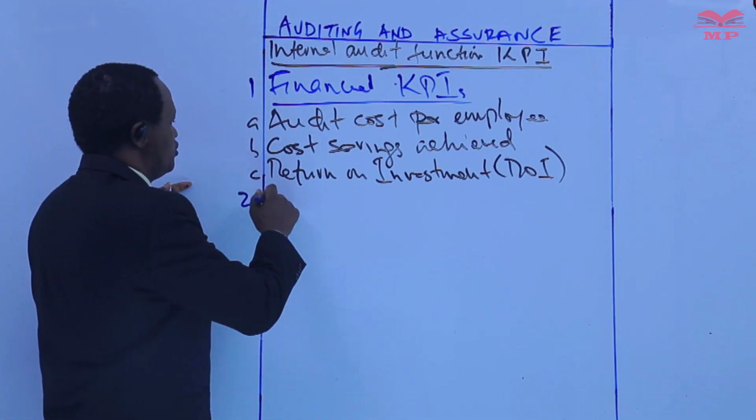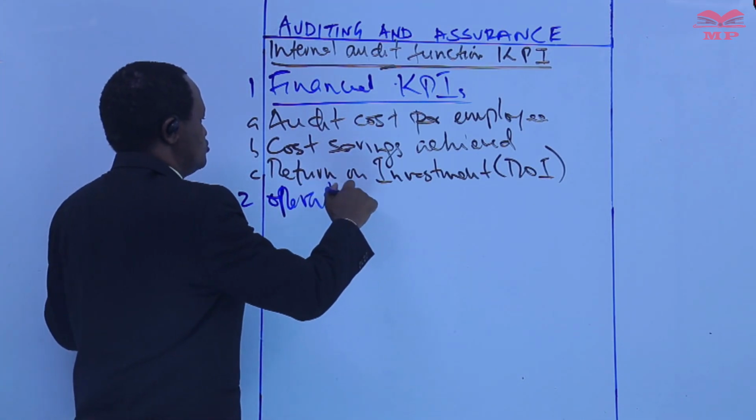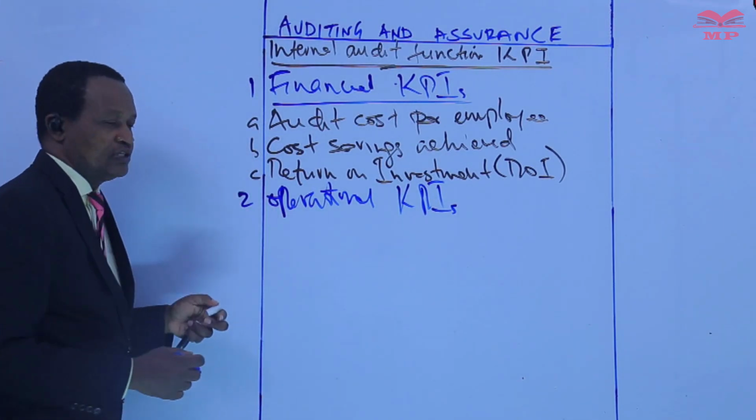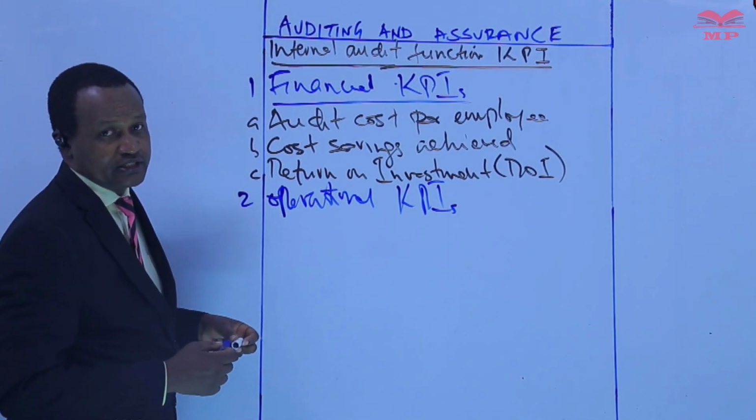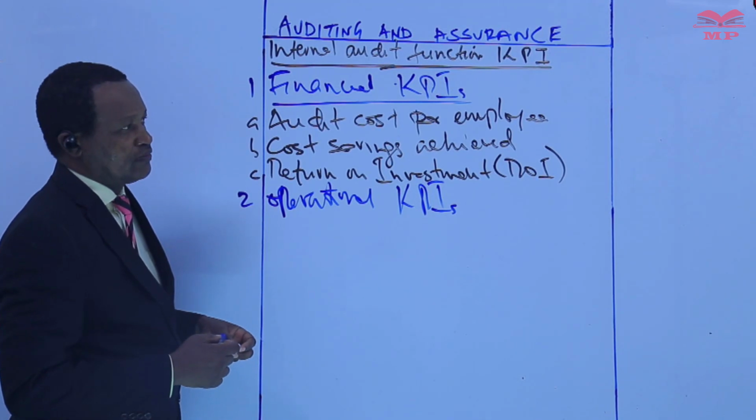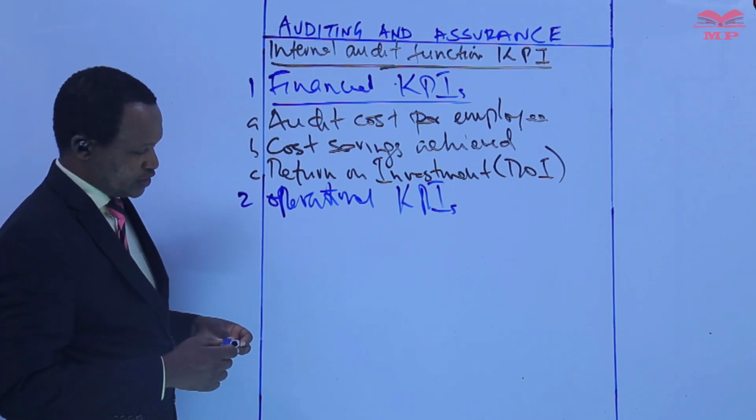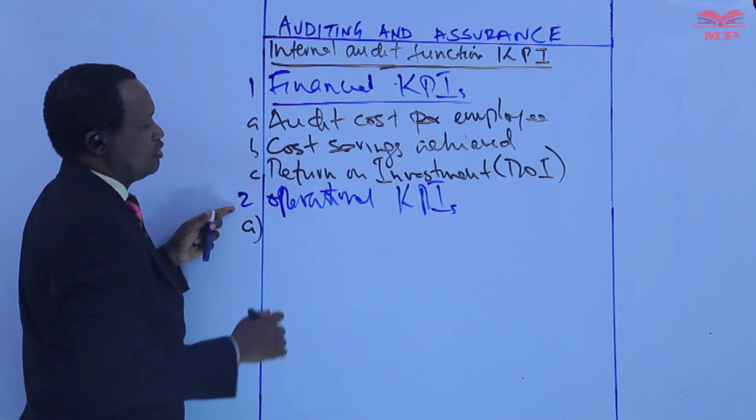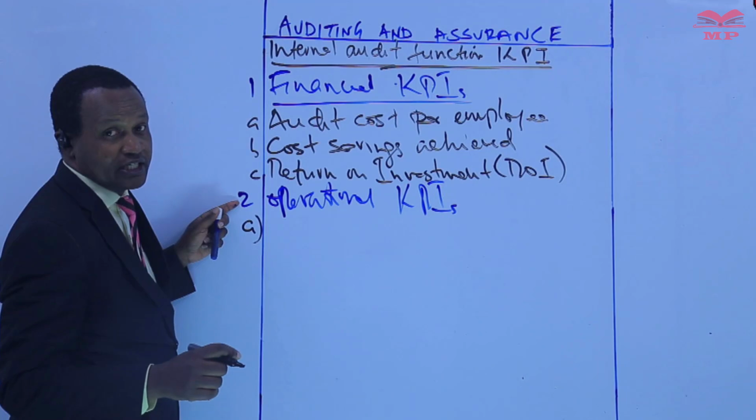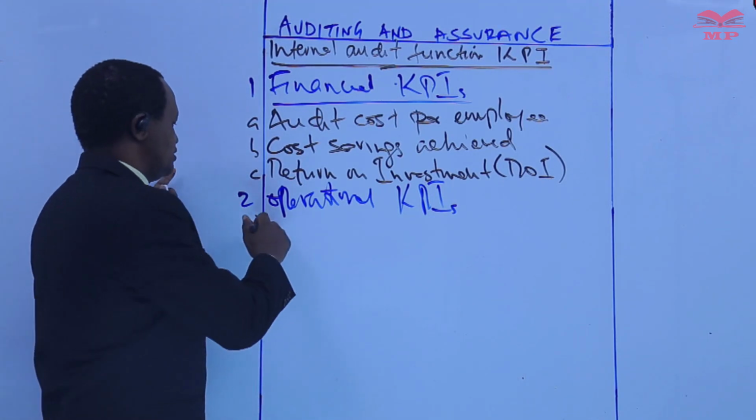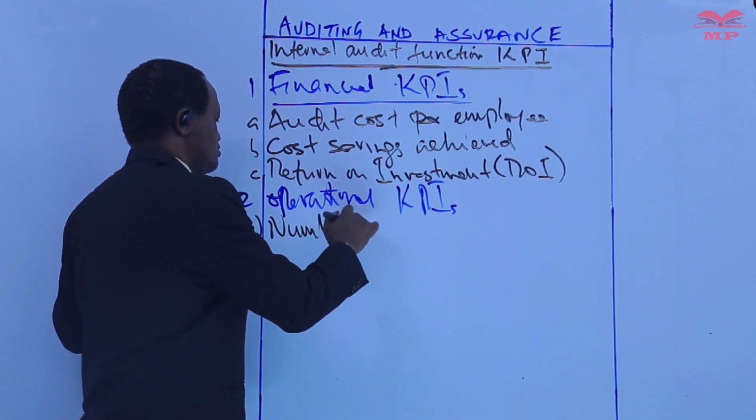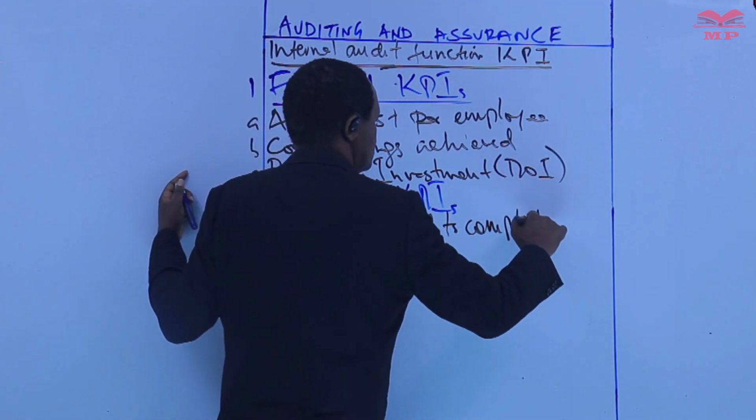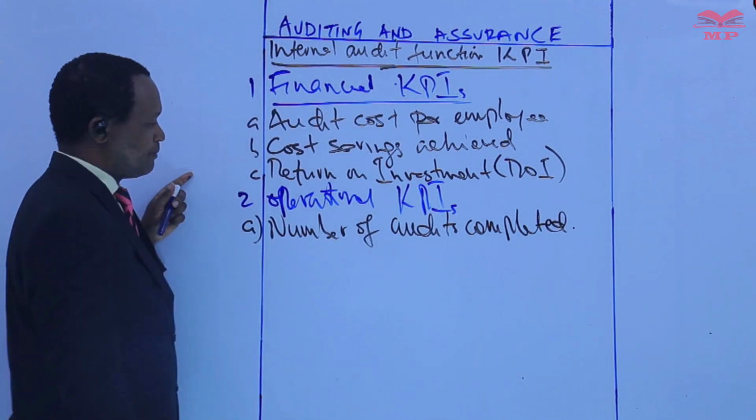Then we have operational key performance indicators. An example of an operational key performance indicator is the number of audits completed.